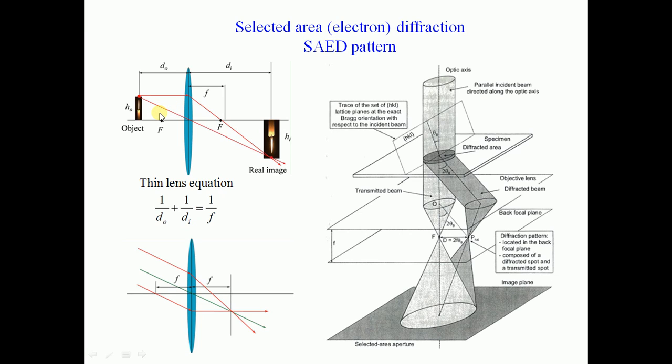So this is the back focal plane. This is the back focal plane. This is your sample. Electron beam is incident on this, and you get transmitted beam and you get diffracted beam. And the diffracted beams are collected when you keep your aperture in the back focal plane, and you get the diffracted spots and transmitted spots.